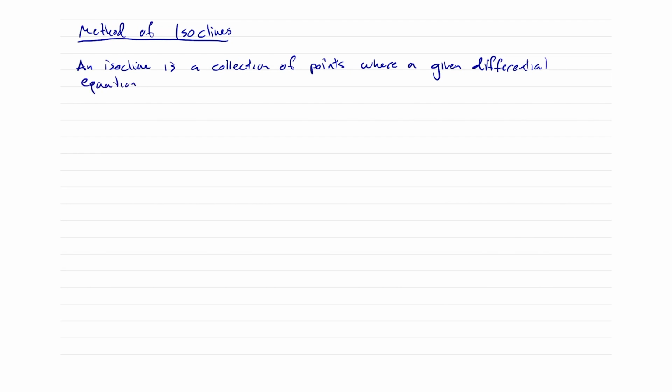So basically, an isocline is a collection of points where a given differential equation has the same slope. These are usually a collection of points. I can generally say it is a curve, usually.